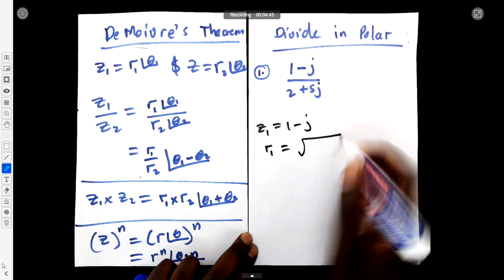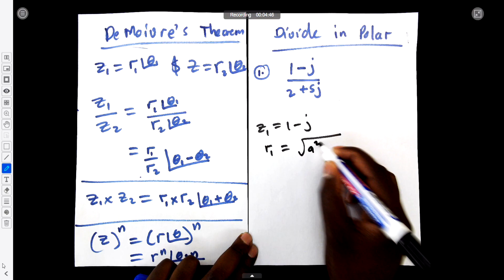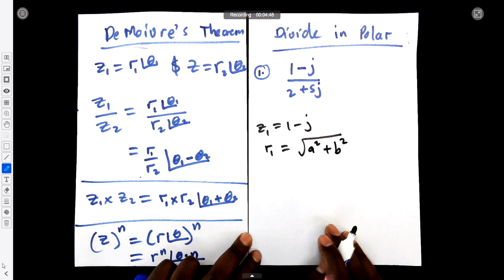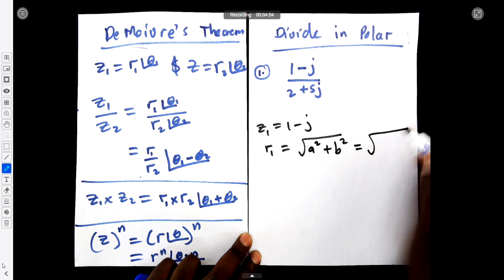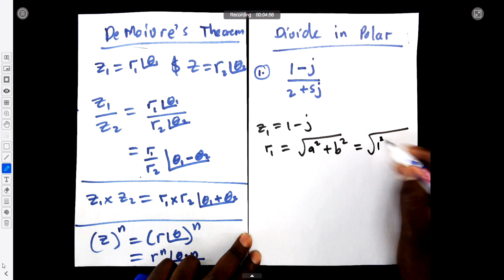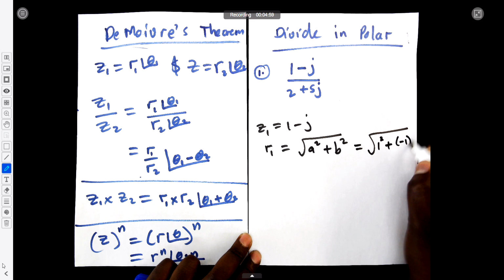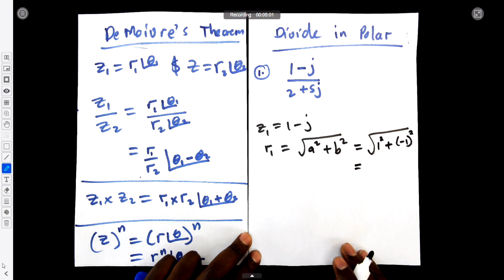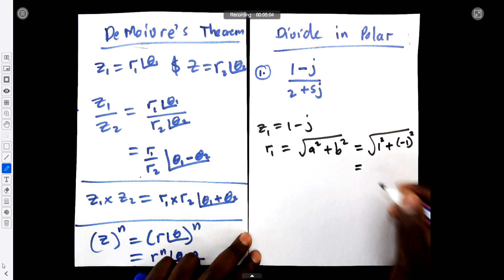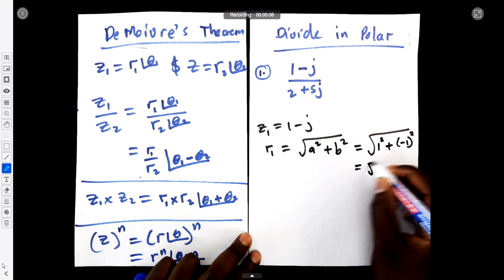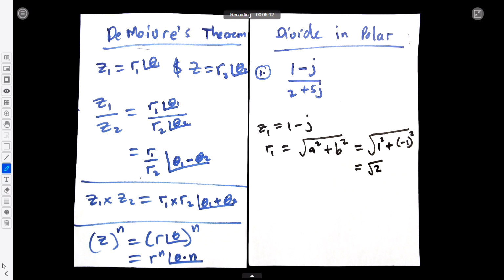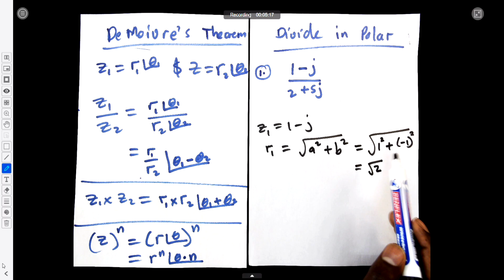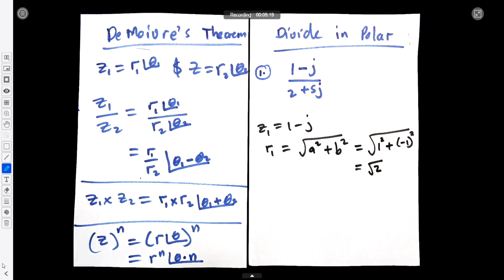And r1 must be the square root of a squared plus b squared. So we know that the coefficient of j is b, and our real part is 1. So we have 1 squared plus b, which is negative 1, all squared. Then our modulus is root 2, isn't it? It is root 2. Use the calculator. So 1 squared plus negative 1 squared is root 2.